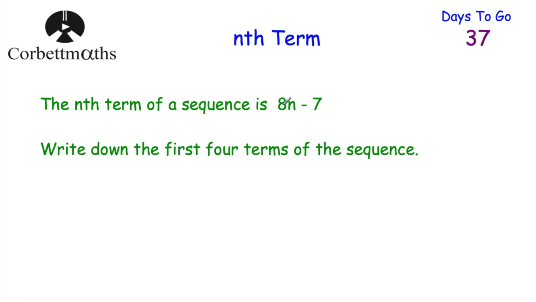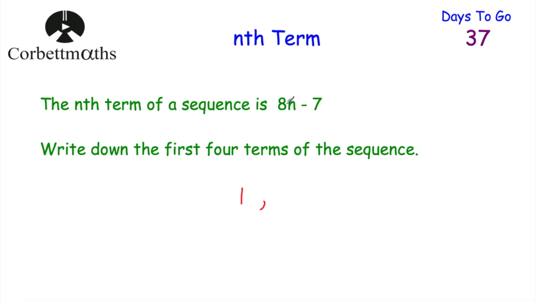Okay, so this time we've been given the nth term of a sequence, which is 8n subtract 7, and we've been asked to find the first 4 terms of the sequence. So to find the first 4 terms of the sequence, we just need to let n equal 1, 2, 3, and 4. So if n's equal to 1, we're going to do 8 times 1, and 8 times 1 is equal to 8, take away 7 will be 1.